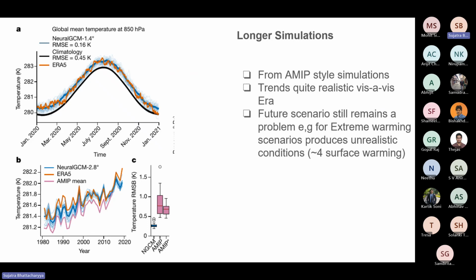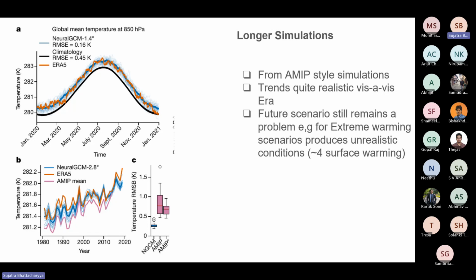So they have done AMIP style simulations, and this is the change from 1980. This is from the AMIP models. This is from ERA5, and this is from the new model. You see that it does very well, and better than what the AMIP models said.